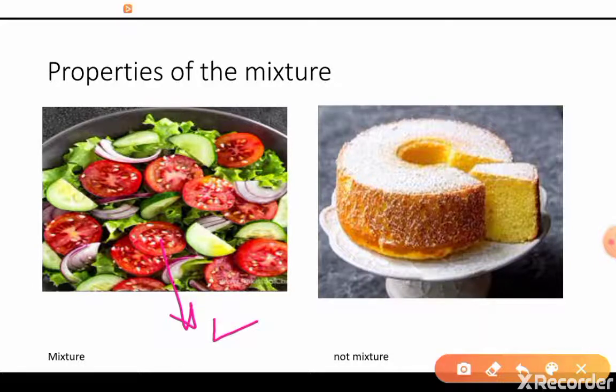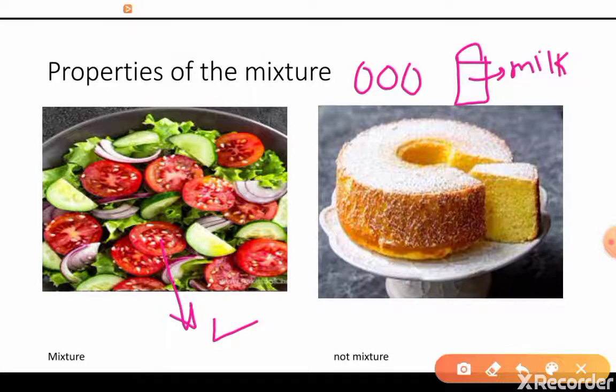But here, can you take one egg from the cake? This cake is made of what? Three eggs, for example, a cup of milk, and oil, and sugar and flour and so on. Can I take one egg from this cake? No. Okay. So here I can separate a piece of tomato. I can separate a piece of cucumber, right? But here, can I separate one egg? No. So it's not a mixture.